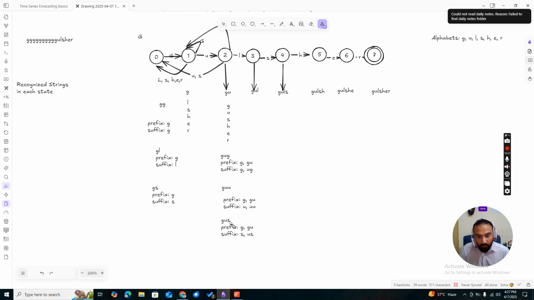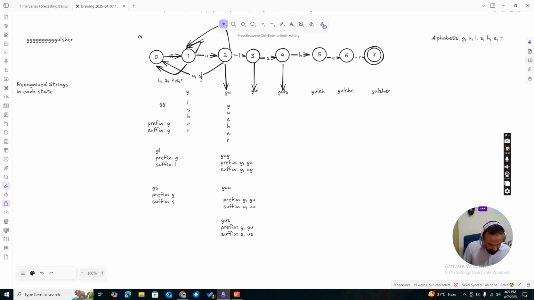So no prefix and suffix is matching, so we don't have a state to roll back to currently. So where can we roll back to? The initial state, right? So we roll back to the initial state on S. Similarly, we will roll back to the initial state for H and E and R, because the prefix and suffixes will not match.